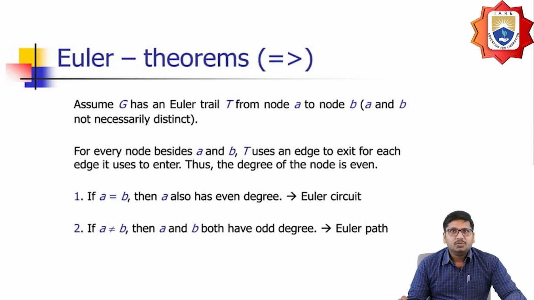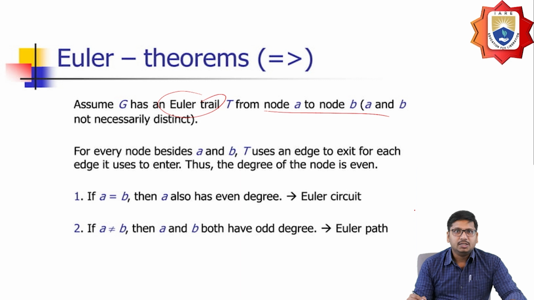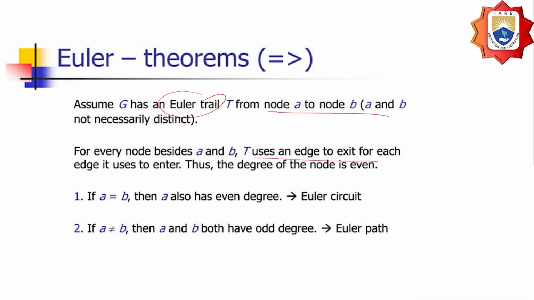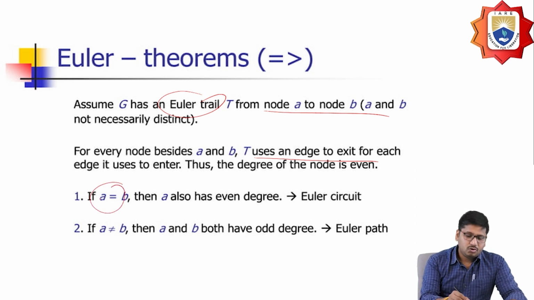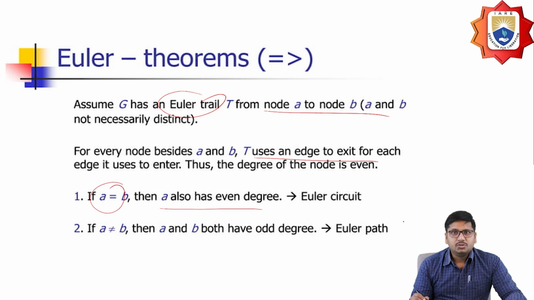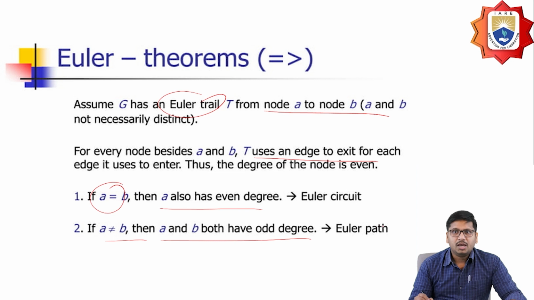And Euler's theorem: assume that the graph is going to have an Euler trail from node A to node B, and A and B are not necessarily distinct. So for every node besides A and B, the trail uses an edge to exit and another edge to enter. Then the degree of the node is going to be given by: if A equals B, then A also has even degree, and if A is not equal to B, then A and B both have odd degree.